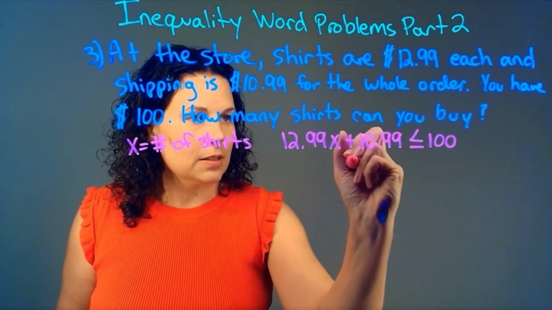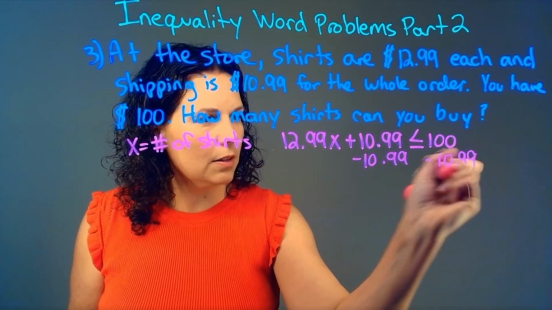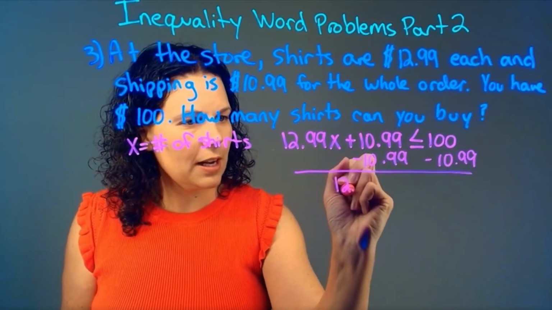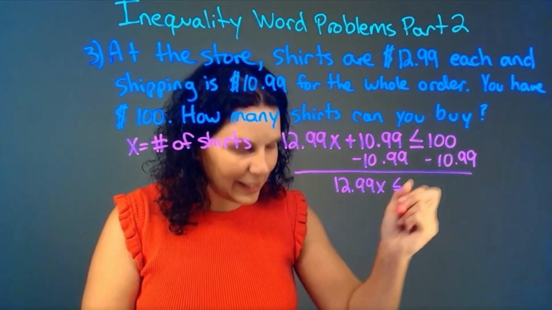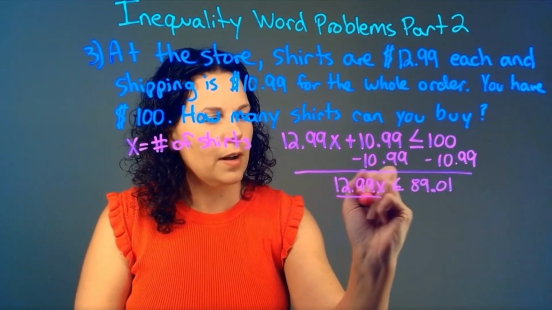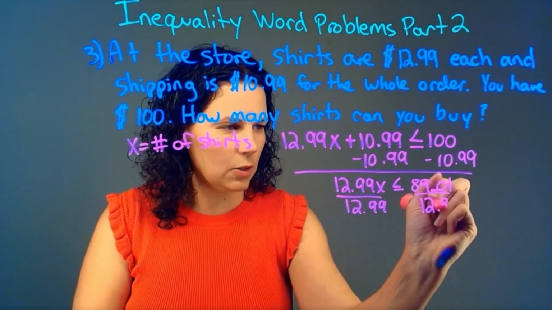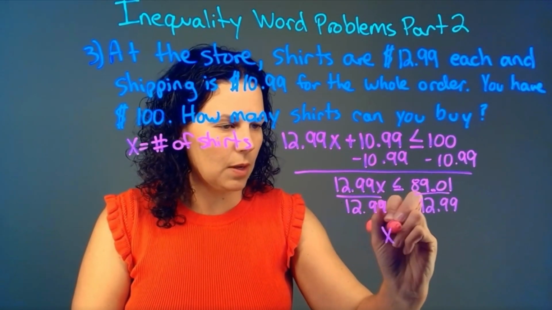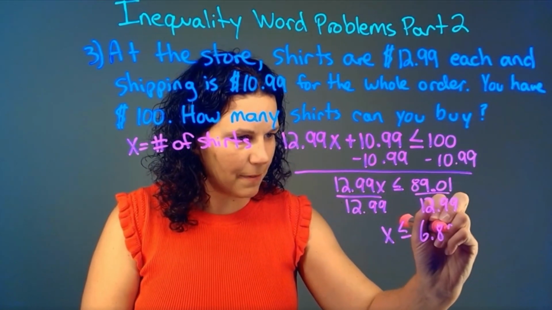Now let's solve. We can subtract $10.99. I did this earlier with my calculator, so use your calculator if your teacher allows it, or do it by hand. When you subtract that, you'll get 89.01. Then we're going to divide by $12.99. Again, use your calculator if you can, or do it by hand. Either way works. x is less than or equal to 6.85.